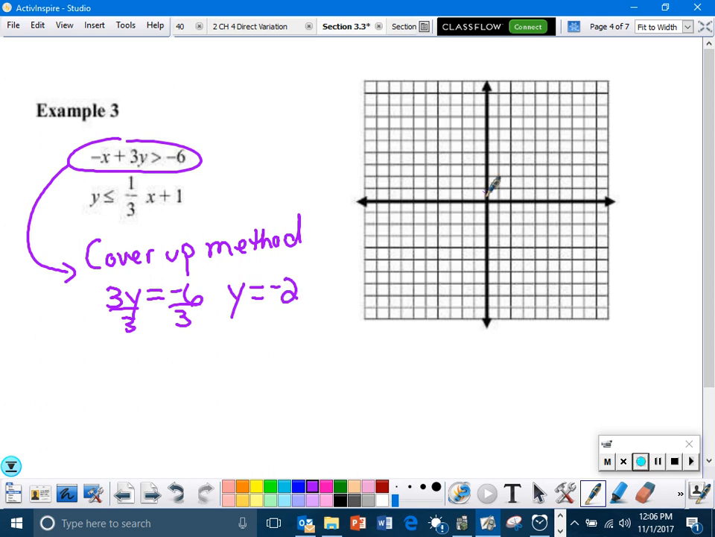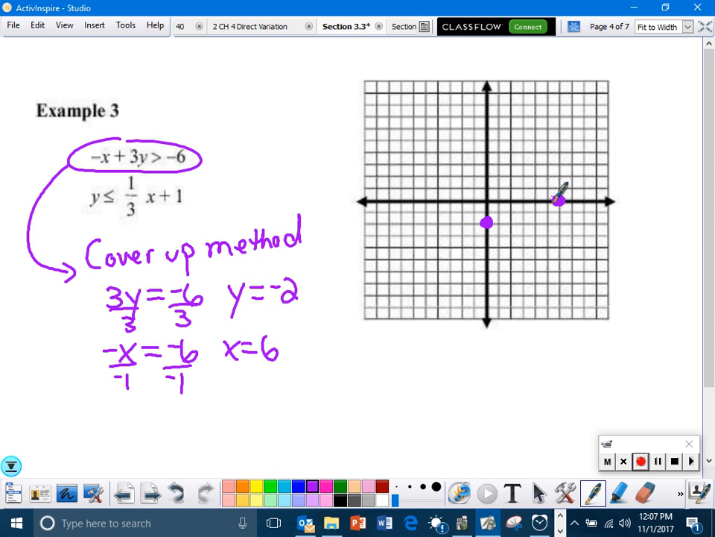So y-intercept is negative 2. All right, negative x. Cover up the 3y, so negative x equals negative 6. Divide by negative 1, so x equals positive 6. All right, that's all we need, minimum 2 dots.